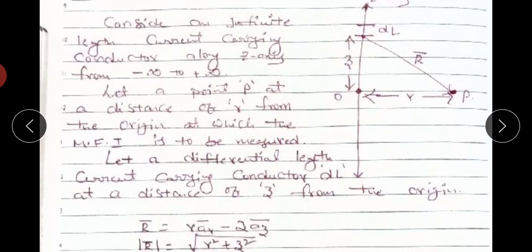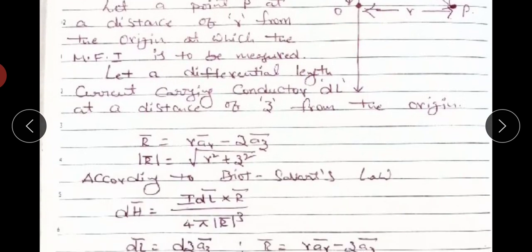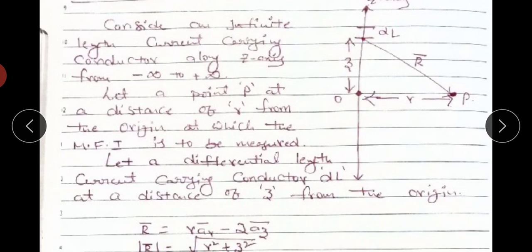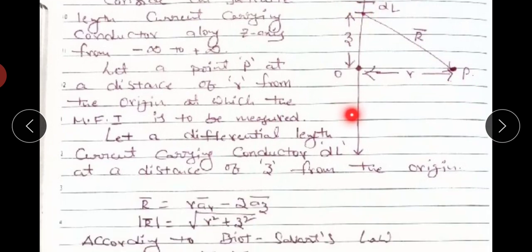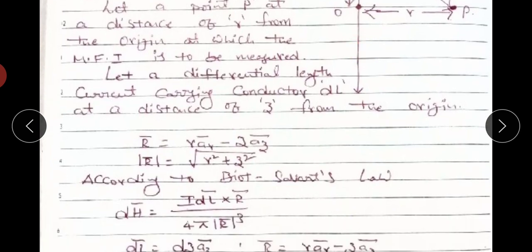Consider a differential length of the conductor dl at a distance of z from the origin. Here the r bar vector is the distance vector from the differential length of the conductor to point P. The current element, meaning current into differential length of the conductor, is I into dl bar. So r bar is the distance vector between the current element and point P. We know the Biot-Savart's law formula: dH bar equals I dl bar cross R bar by 4 pi R cube. First we find the r bar vector.